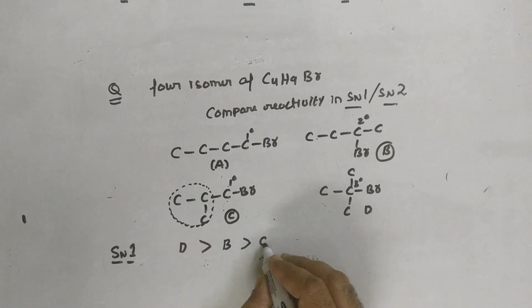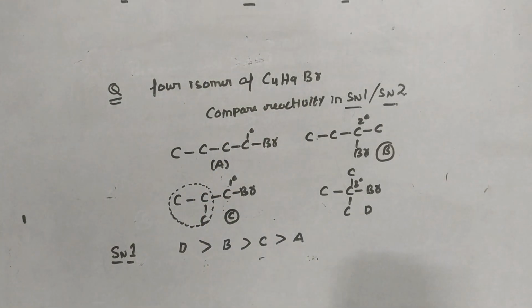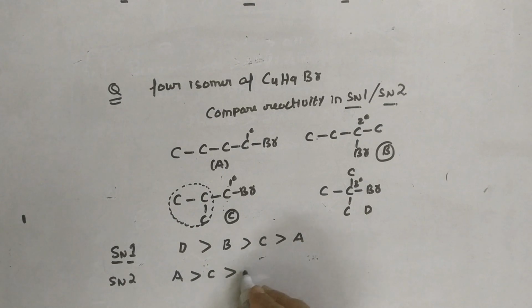So it will be C for Calcutta, and then A will be least reactive because A is going to form the least stable carbocation. In SN2 obviously the order will be the reverse. In SN2 the one which will be more reactive will be your A with less steric hindrance, followed by C, followed by B, and then D, which is a tertiary halide, will be the least reactive.